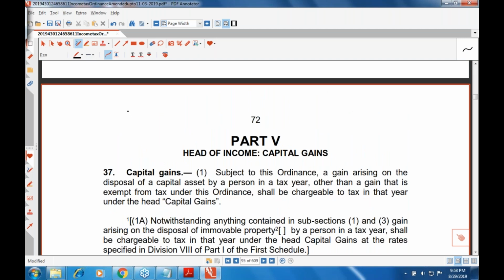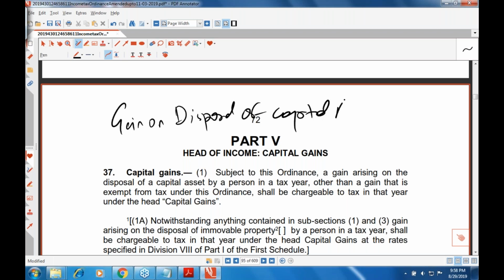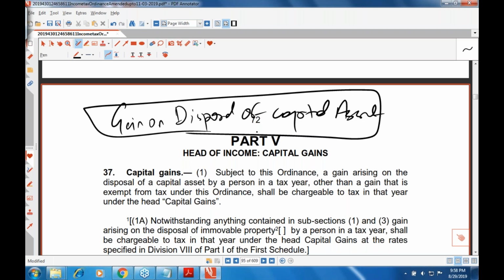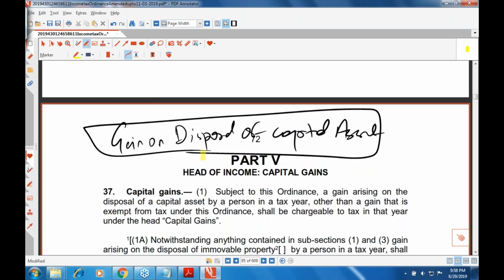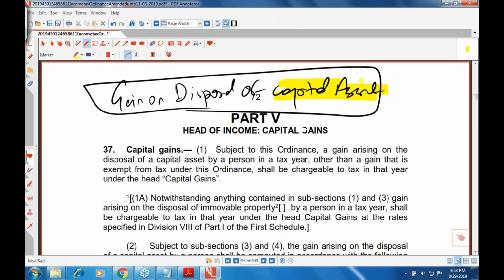So the law states the capital gain to be the gain on disposal of a capital asset. Now, what exactly do you mean by gain on disposal of a capital asset? There are three important aspects to this definition. One is the capital asset, the other is the disposal, and the third is the gain.